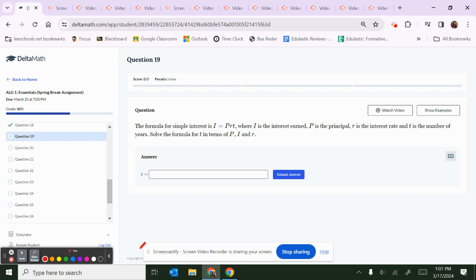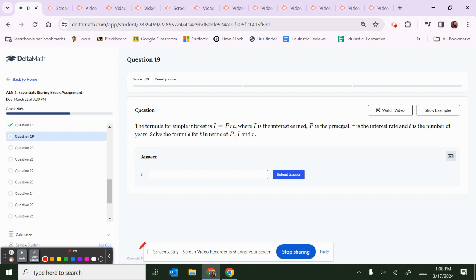All right, guys, question number 19. Question number 19 says that the formula for simple interest is given by I equals PRT, where I is the interest earned, P is the principal, R is the interest rate, and T is the number of years. Solve the formula for T in terms of P, I, and R.